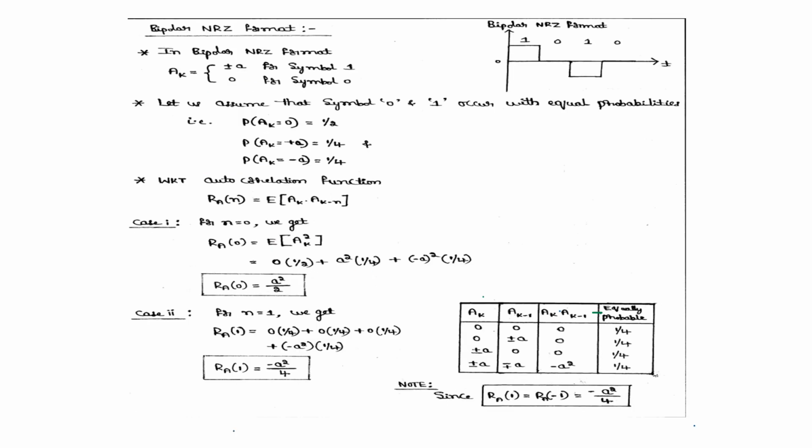So next is the bipolar non-return to 0 format. Here, as I mentioned, it is a ternary code.